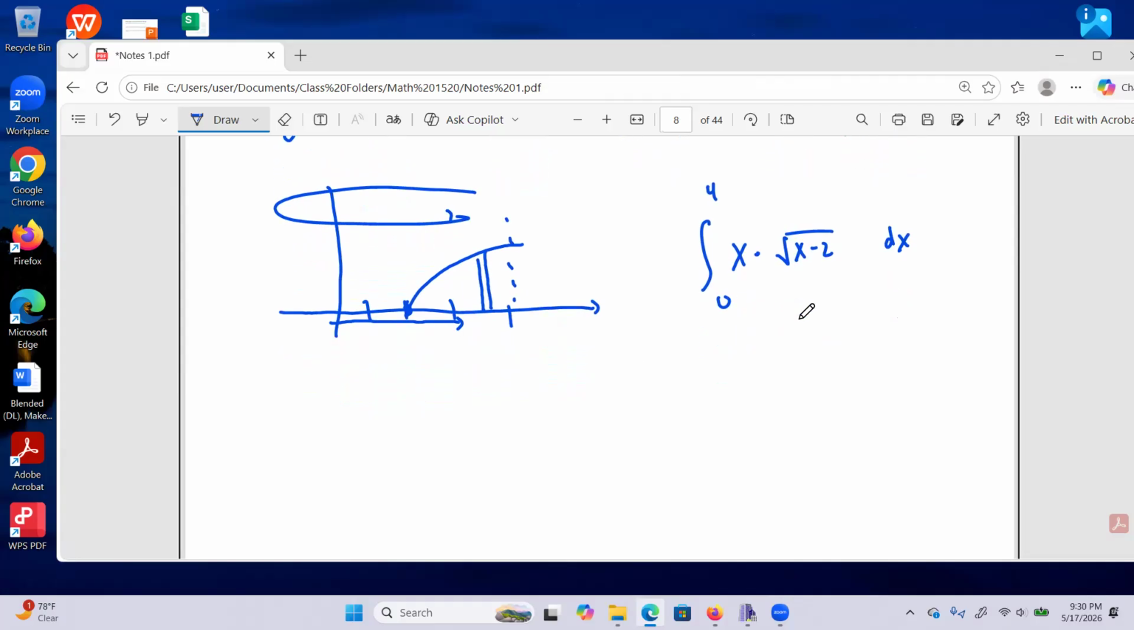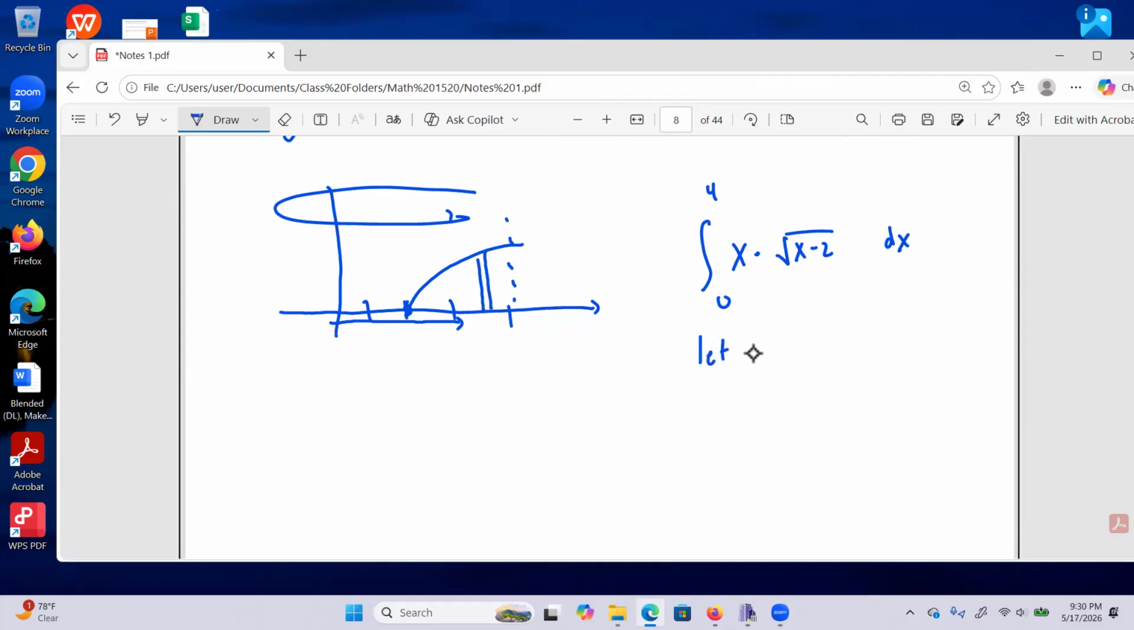Now, I'm looking at this, and we've got two functions multiplied together, and you don't have a way to do that. Remember, when we had two functions multiplied together and took derivatives, we had to use the product rule. We're going to have a similar rule in integration, but we're not there yet. So I have to do something else a little bit here.